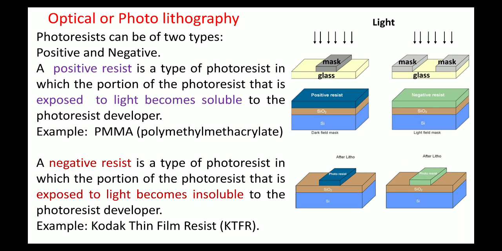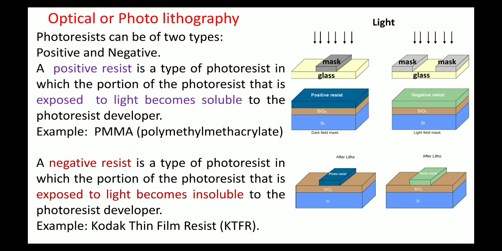So you can see, if you want the same pattern on the SiO2, you have to change the mask now, because we are using negative photoresist. In the green color you can see there is a negative photoresist, and if you want a similar pattern like on the left hand side, then you have to change the mask.